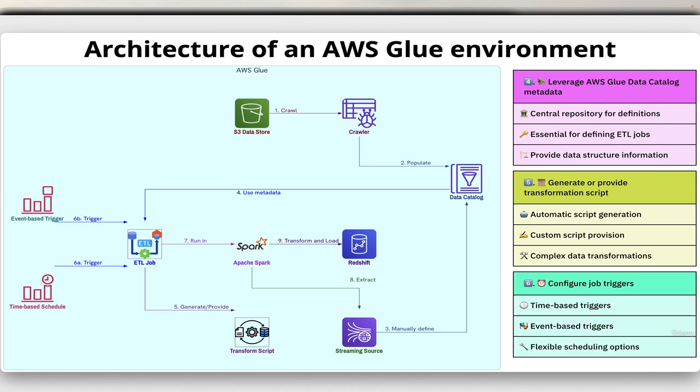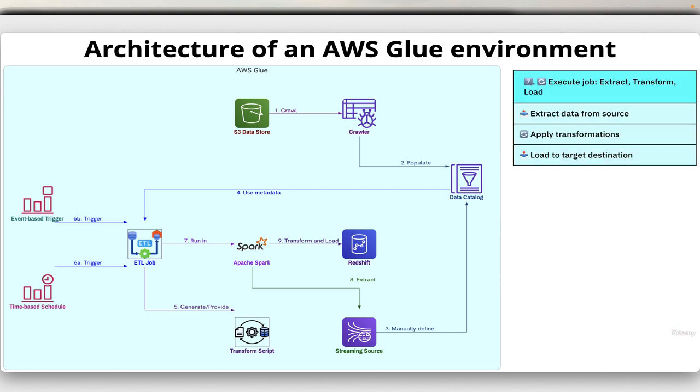Jobs can be executed on demand or set up with triggers for automatic execution. These triggers can be time-based, for example, run daily at midnight, or event-based, for example, run when new data arrives in the source. First extracting data from the specified source, then applying the defined transformations, and finally loading the processed data into the target destination. And this streamlined process ensures efficient data handling and processing.